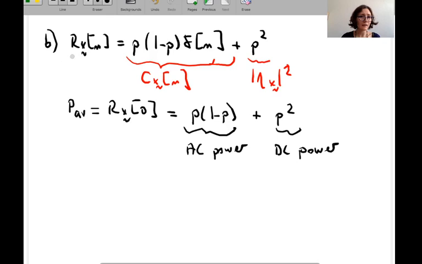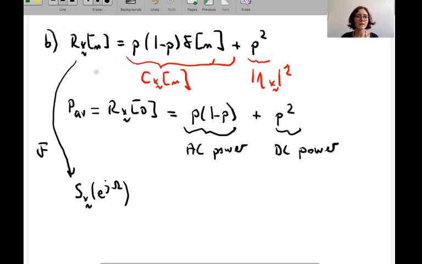If you take the Fourier transform of Rx of m now, you obtain the power spectral density Sx of e to the j omega. Remember, we are taking the DTFT here. So you have an impulse at m equals 0. The DTFT of an impulse is the constant function, so it simply comes out as the constant term p times 1 minus p. And then you have this constant term.